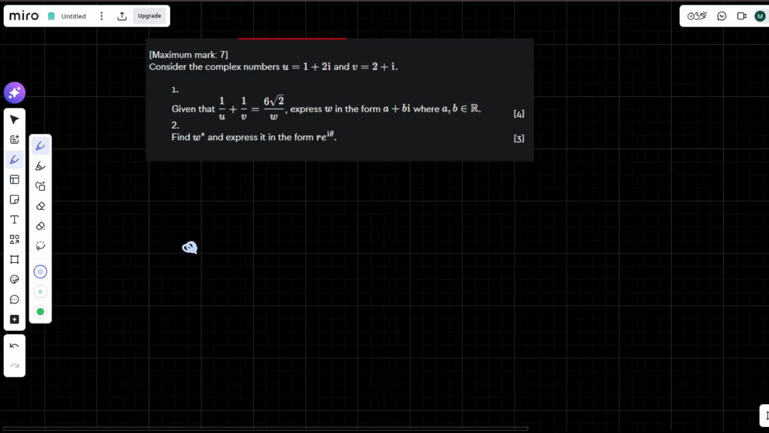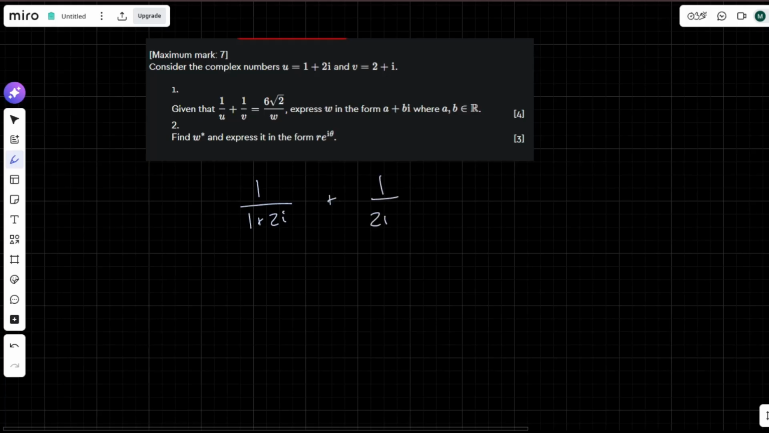So this says consider these two complex numbers: u is 1 plus 2i, v is 2 plus i. Given that 1 over u plus 1 over v is equivalent to 6 root 2 over w, express w in this form. I think the logical thing is just to plug that in for now and see where we go with that. So 1 over 1 plus 2i plus 1 over 2 plus i is equivalent to 6 root 2 over w. And w is what we're solving for.